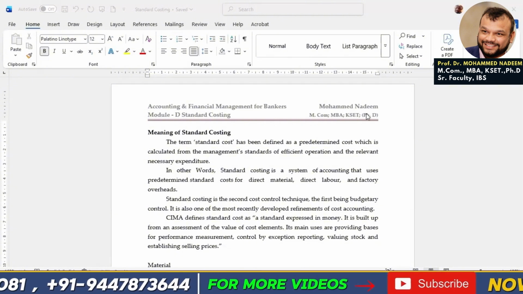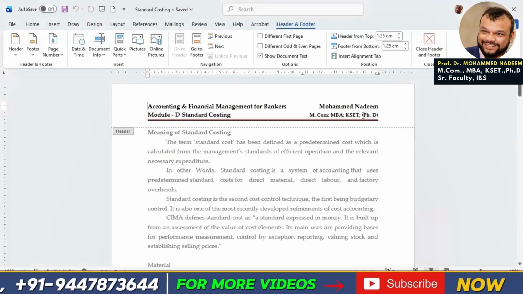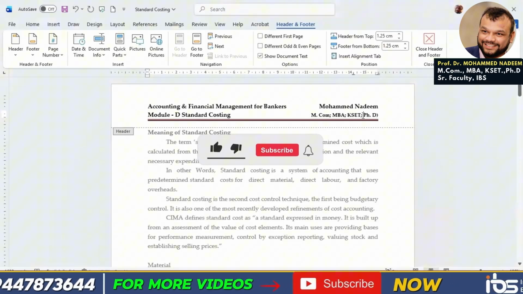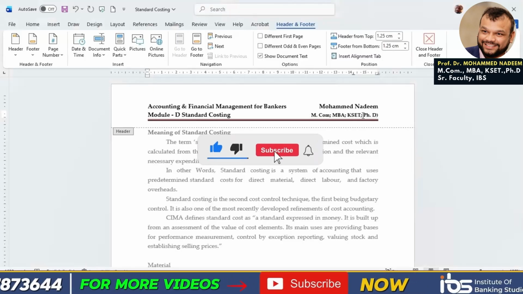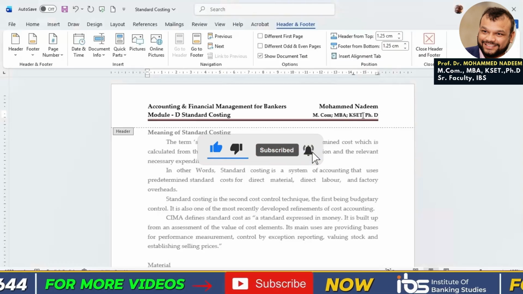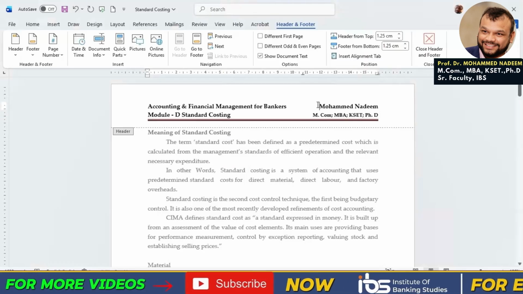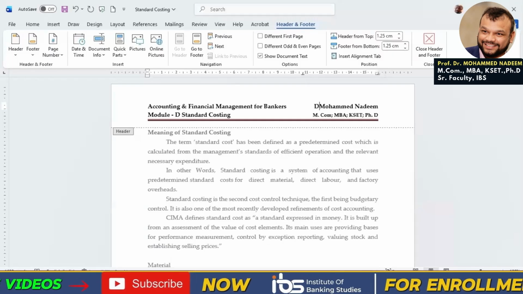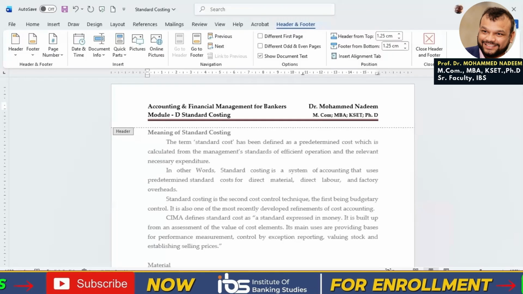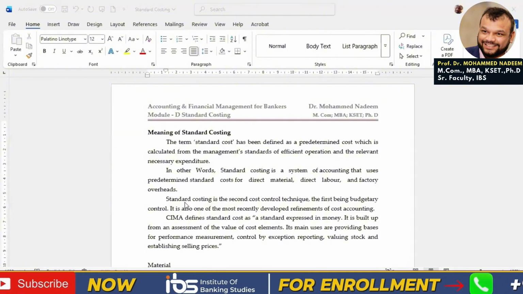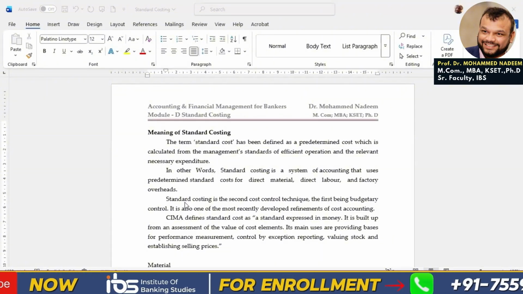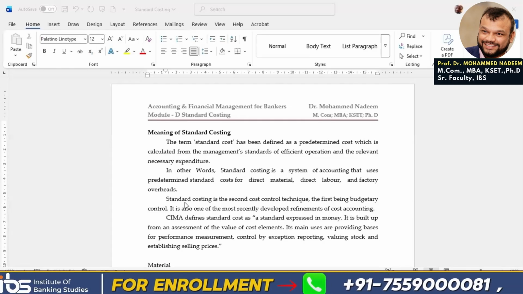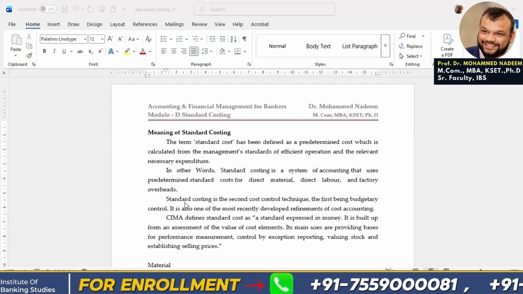Okay, fine. So here, what it says is, standard means we will keep some target or some standard to achieve. Yes or no? Standard costing is nothing but, I'll give you one example. We all are working in one factory.